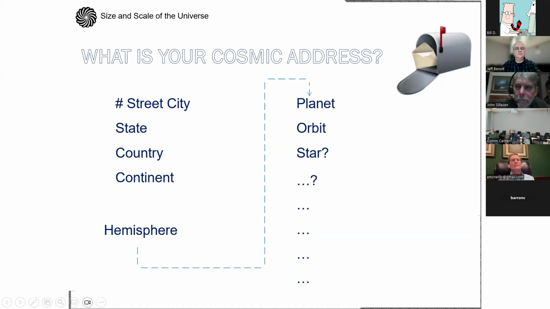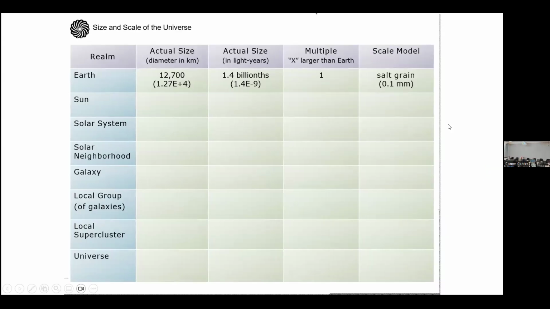Moving on, if you were to give your cosmic address, starting with the way we usually give addresses, street, city, state, country, moving on to hemisphere, planet, orbit, we get into star, and then whatever comes after that. If you were to go ahead and give your address, I don't know under what circumstances you would go beyond that, but anyway, let's continue on from there.